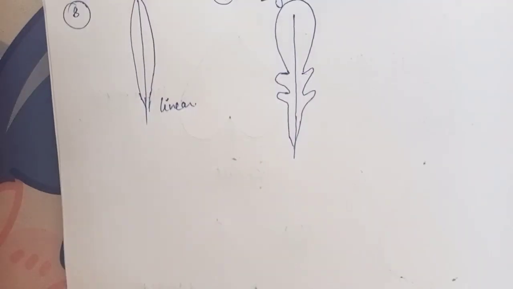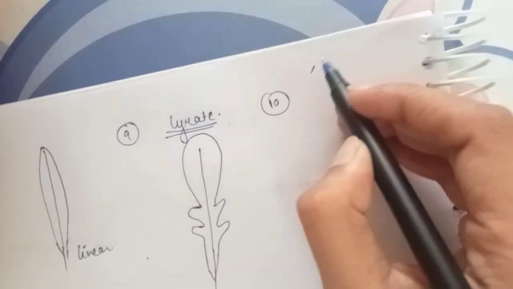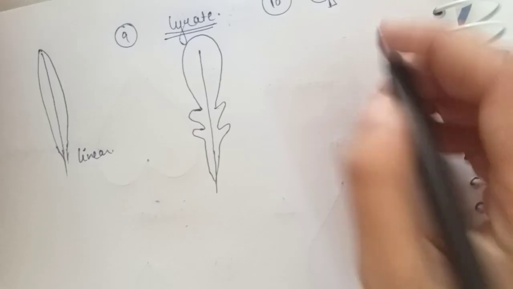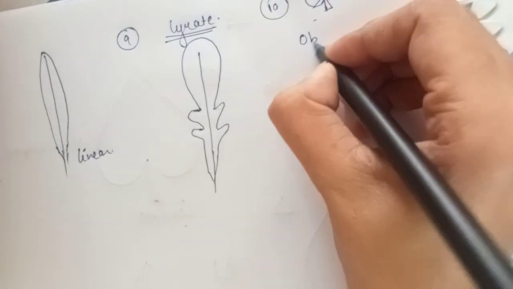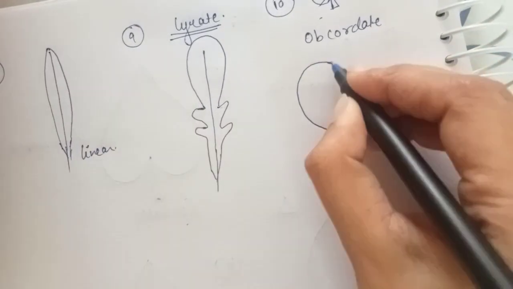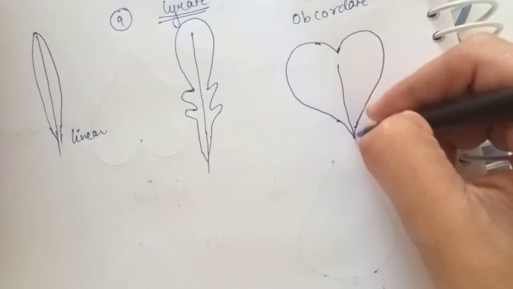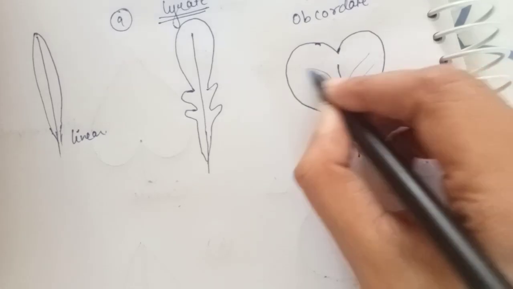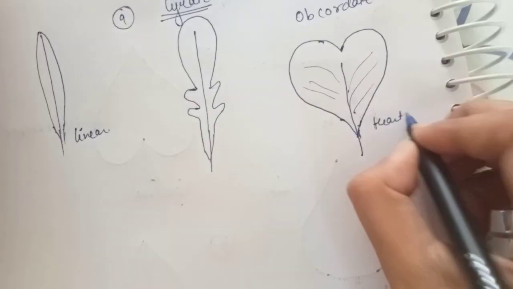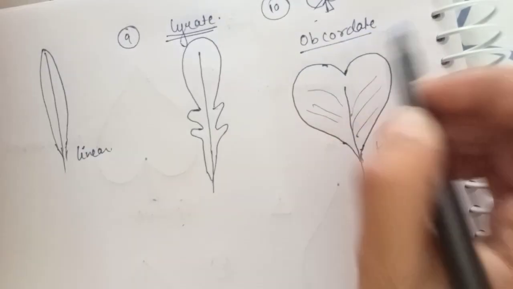Now from the previous shapes we know what cordate looks like: it is heart shaped and the petiole was at this point. But now I would like to explain obcordate. Obcordate is where the leaf looks like an inverted cordate, with the venations like this. It is a heart which is pointed at the base. This is known as obcordate shape of the leaves.